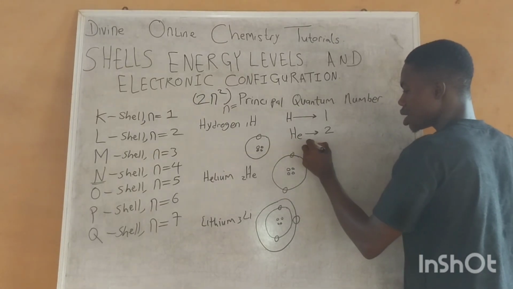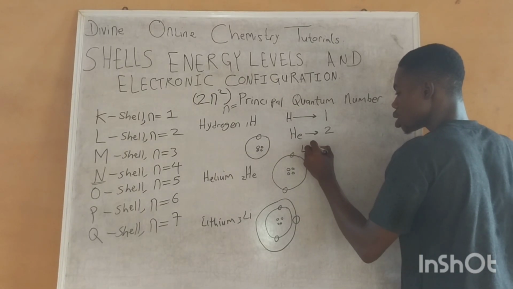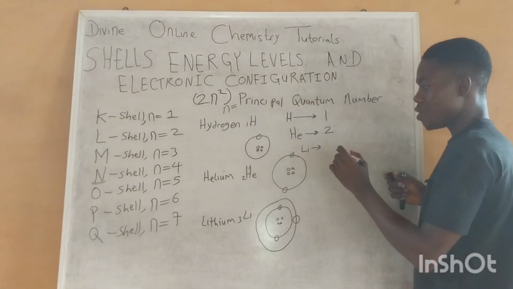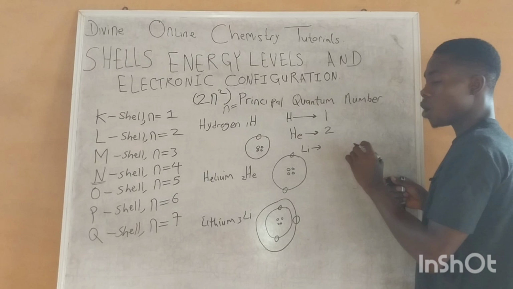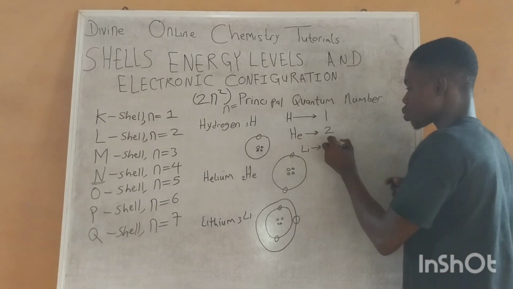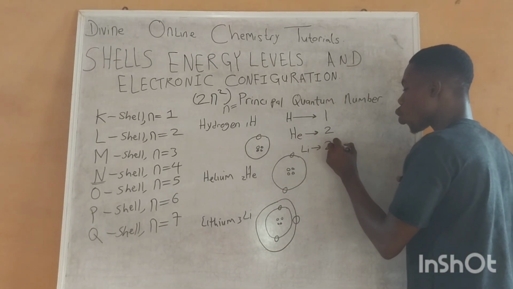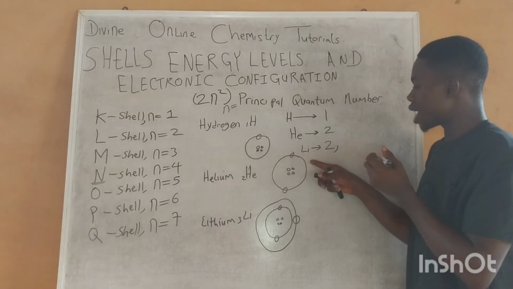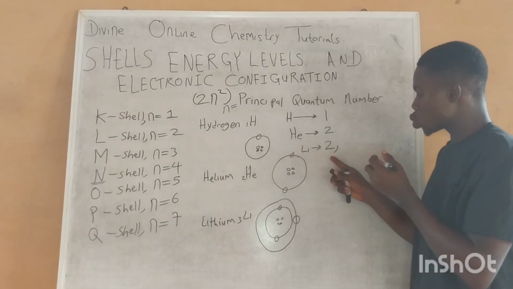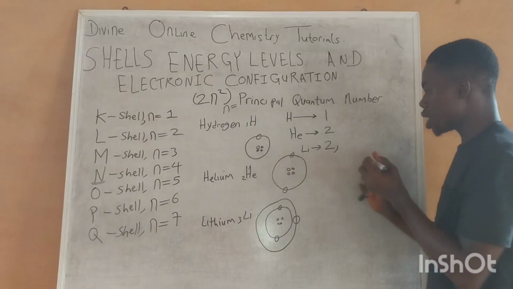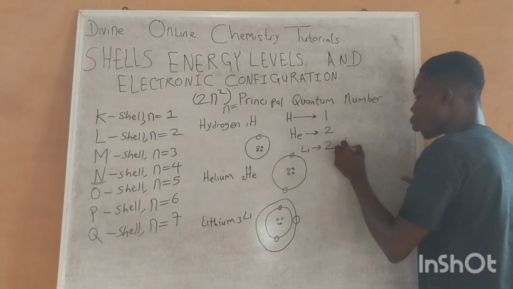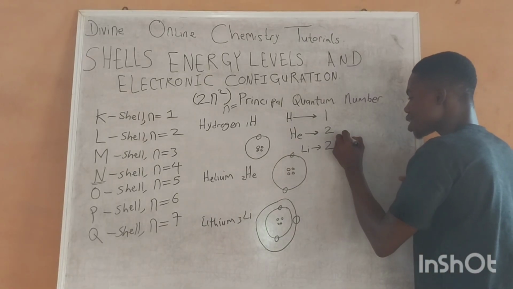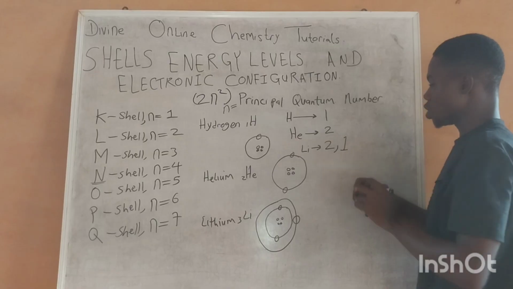What about lithium? Now if you look at it very well, the first shell, the K shell, can carry a maximum of 2 electrons. So you put 2 here, comma, because lithium has 3 electrons and the first shell can only carry 2 electrons. So you put 2, 1. How many electrons are remaining? 1. So now it is 2, 1. Are you seeing it now?